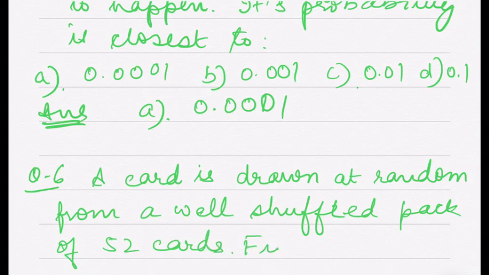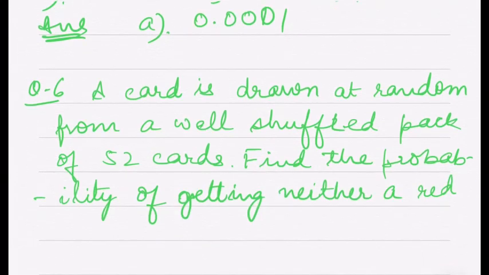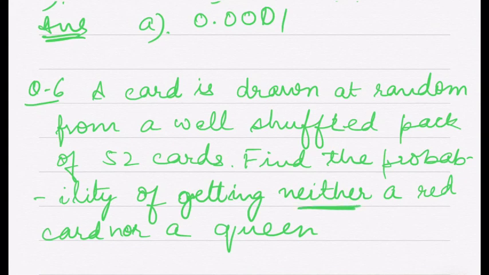Okay, find the probability of getting neither, remember this word, neither a red card nor a queen. So neither a red card nor a queen we do.